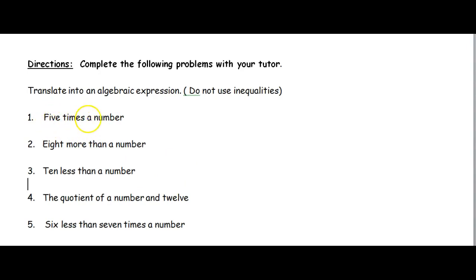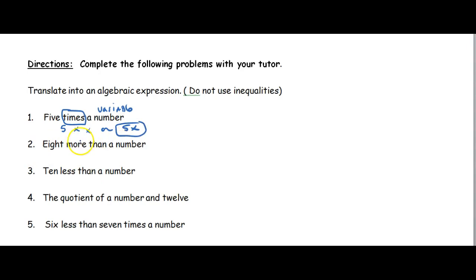When we read 5 times a number, times means what operation? That's obviously multiplication. So it's 5 times a number, so we know it's 5 times. If I don't know what the number is, what do I use? I use a variable. Therefore, 5 times x, or we would write it as 5x.